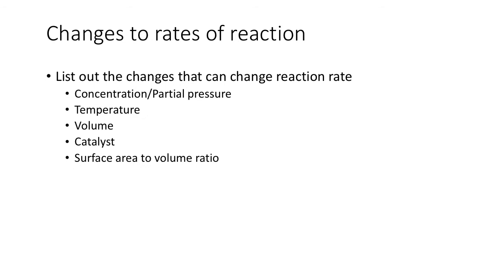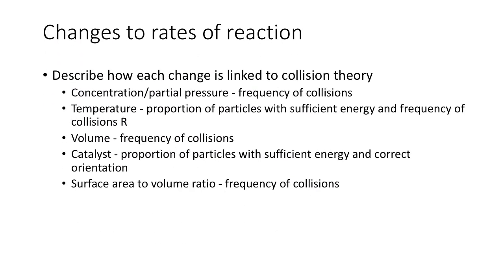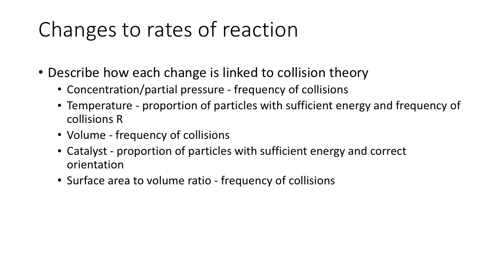What kinds of things can change rates of reaction? We've got the 5 different things: concentration, or if it's a gas, partial pressure, temperature, volume, catalyst, and surface area to volume ratio. Those are the 5 things. Hopefully you remember that from last year. How does each of these changes affect collision theory? Concentration is going to affect the frequency of collisions. Remember, you have collisions, sufficient energy, and correct orientation. Concentration just increases or decreases the frequency of collisions. That's it. It doesn't affect the other two.